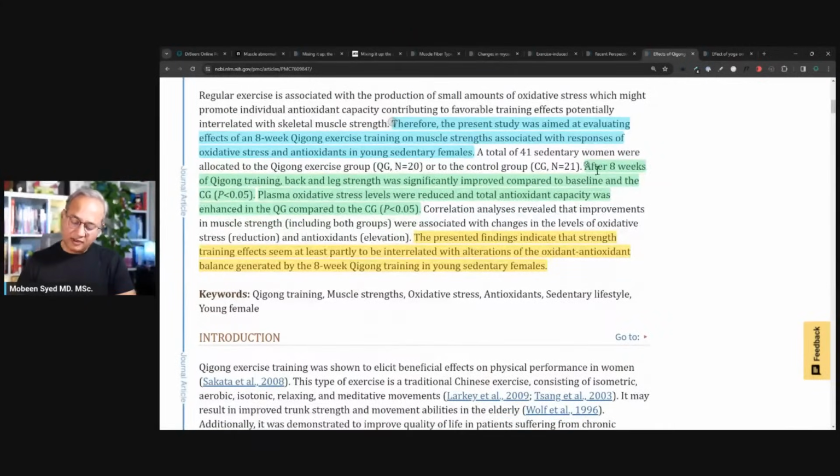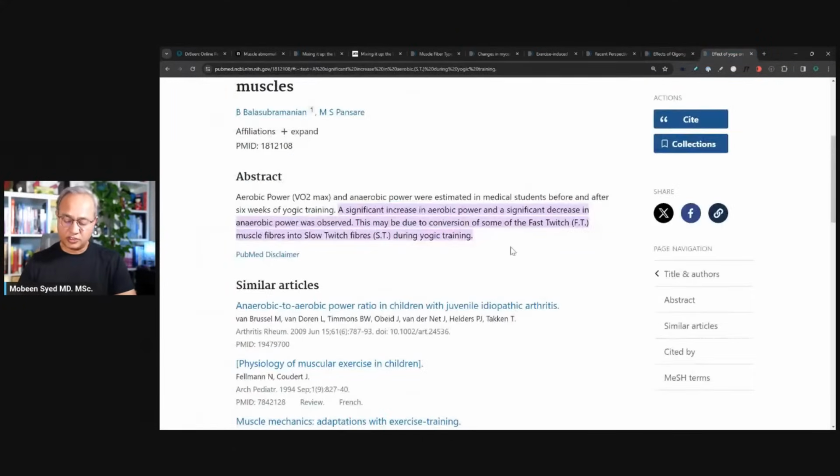So they saw after 8 weeks of Qigong training, back and leg strength was significantly improved compared to baseline. Plasma oxidative stress levels were reduced and total antioxidant capacity was increased. And then I showed you this one. Yoga helped switch from faster to slower fibers, which we want.